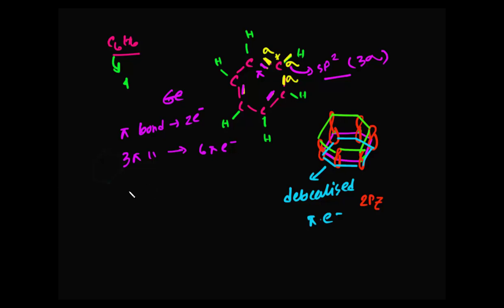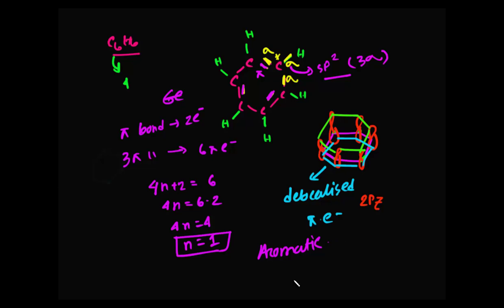According to Huckel's rule, the number of pi electrons should be 4n plus 2, where n is an integer. So if we put 6 here, we get 4n equal to 6 minus 2, so 4n equal to 4. So n equal to 1. See, this is an integer. That's why we can say that benzene is an aromatic compound. So what does aromaticity mean?